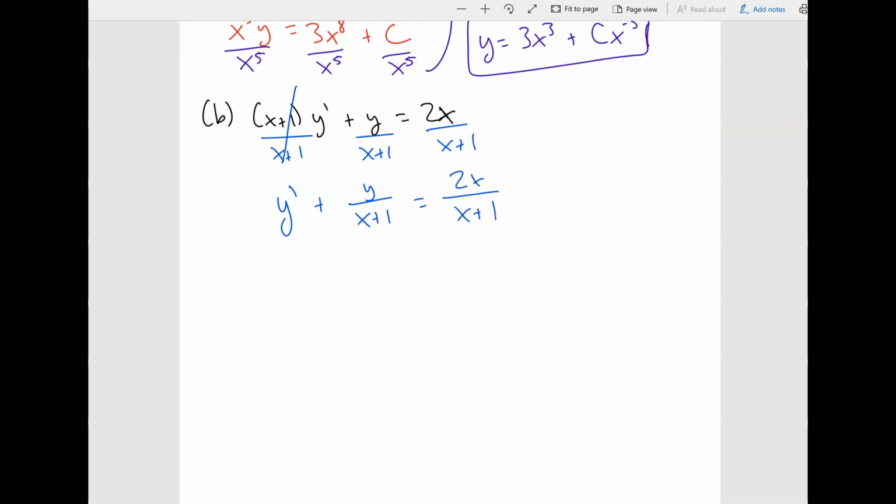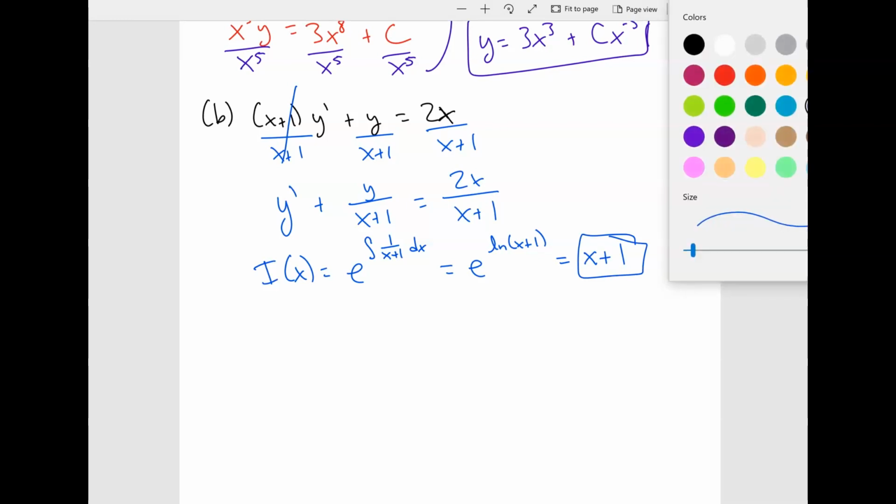So now what you want to do is find the integrating factor, now that we have it in this form. The integrating factor, I(x), is going to be equal to e to the integral of P(x), where P(x) is 1/(x + 1) dx. This gives me e to the power of ln(x + 1). Then the ln and the e go away, so I'm left with x + 1. This number is what we're going to multiply by.